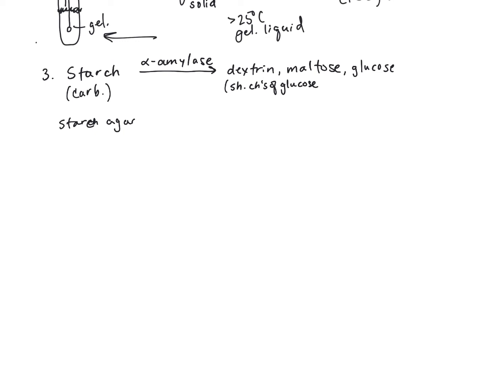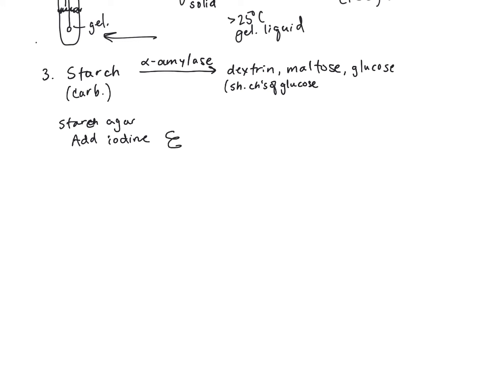And this is the only test today that we need to add a reagent to after we incubate. So after we incubate, we're going to add iodine. You can just use your gram's iodine at your bench. Just flood the whole Petri dish with that iodine. You want to cover up anywhere there's growth.